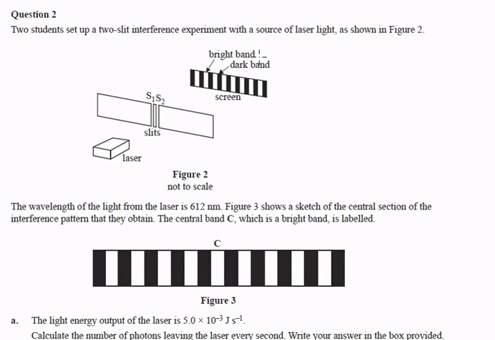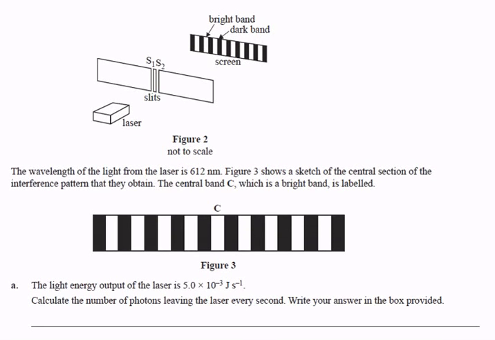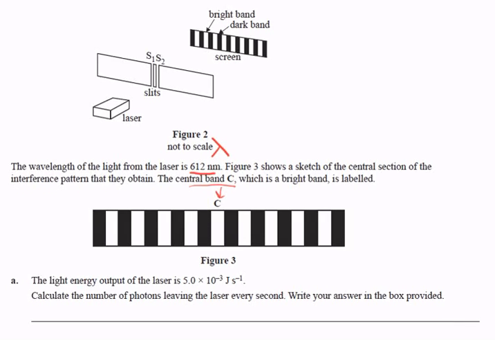Right, a double slit interference pattern: two slits here and a double slit pattern there with bright and dark bands. We've got a wavelength of our laser, 612. Here's the interference pattern. This is the central band here, a bright band, which is normal.